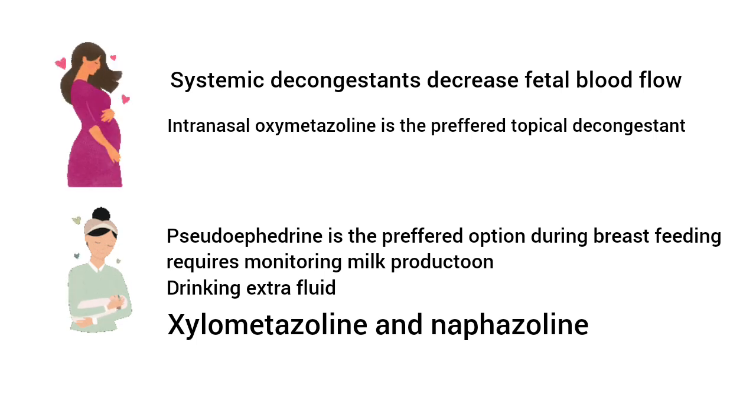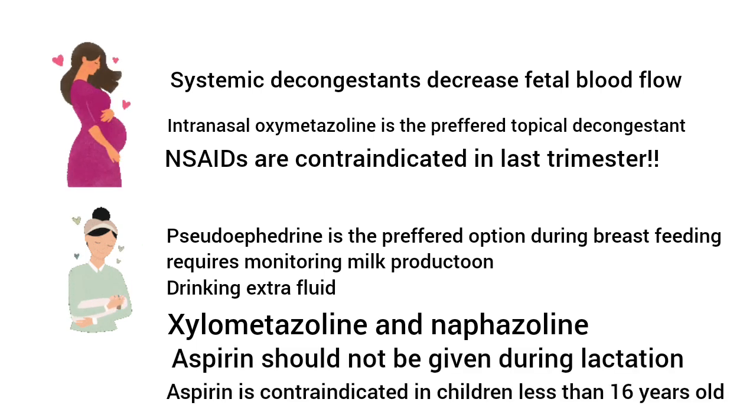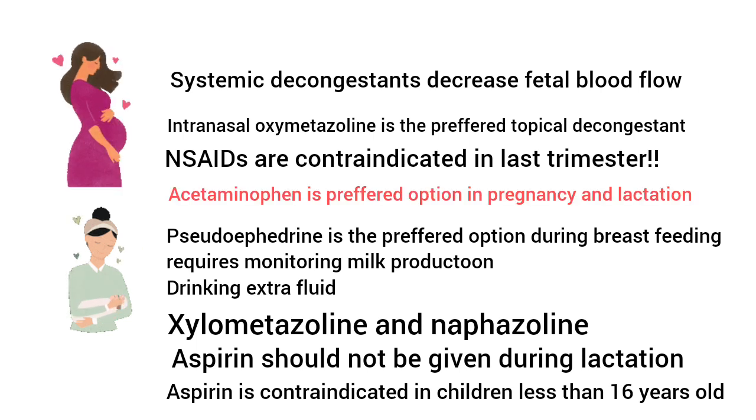Analgesics do not increase the risk of birth defects when taken in the first trimester. However, NSAIDs are associated with an increased risk of intracranial hemorrhage and premature closure of the patent ductus arteriosus, and should be avoided during the third trimester. Aspirin should be avoided during lactation as well as in children less than 16 years of age. Why? Because of the risk of developing Reye syndrome, which is swelling in the brain and the liver. However, acetaminophen is safe during pregnancy and lactation.